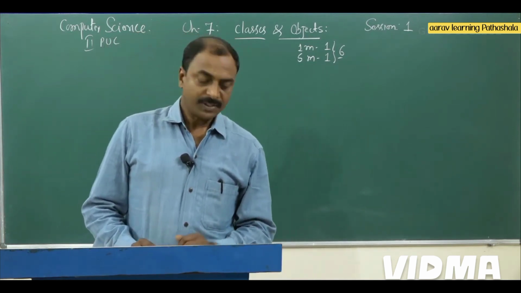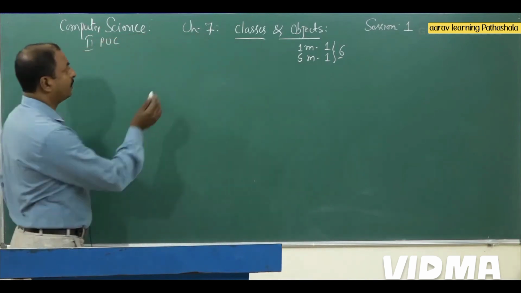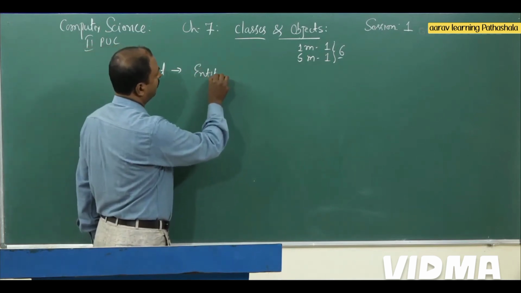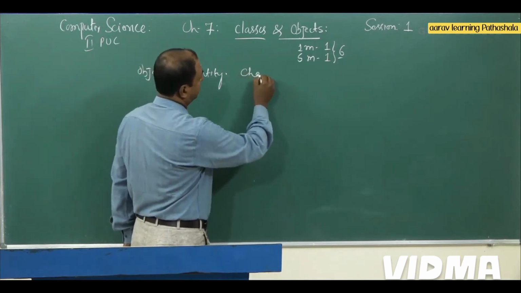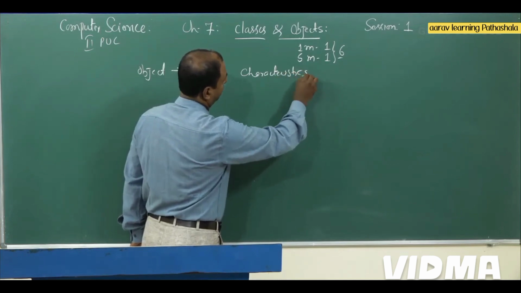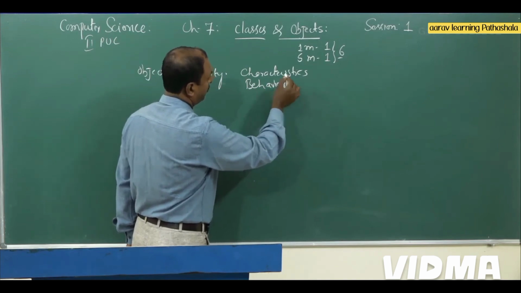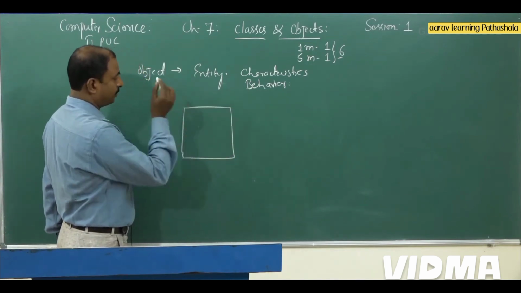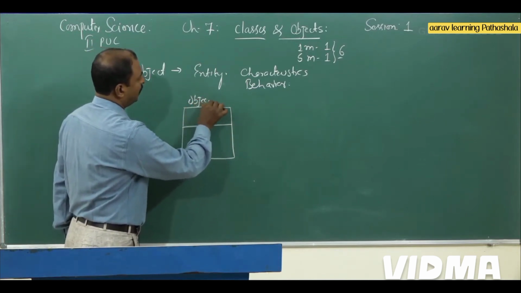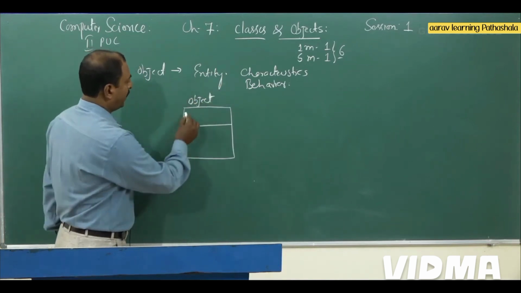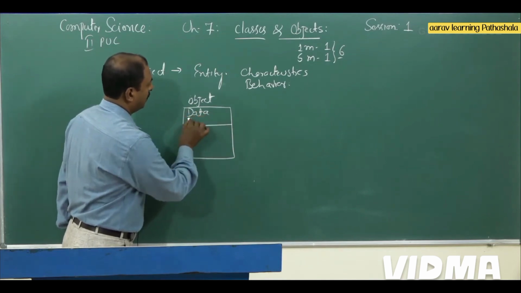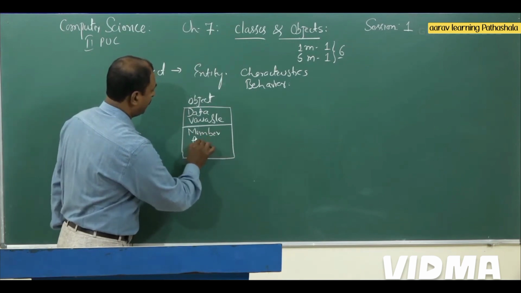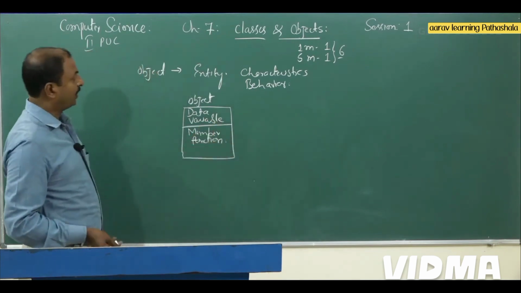Okay. In previous chapter, you have learned the basic definition of object. What is an object? Object is an entity having some characteristics and behavior. Now, how do we represent this object? Suppose this is an object. For example, this is object. And this object has some data variables. Apart from this, we have member function. This is how we represent an object.